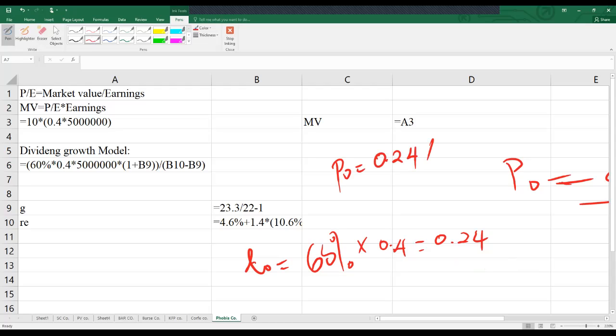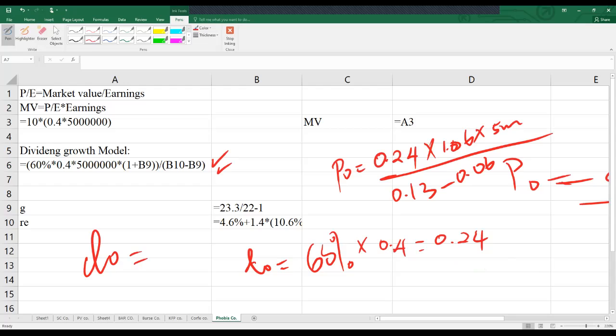The growth is 6%, 1.06 times the number of shares, 5 million, divided by the cost of equity 13% minus 0.06. This is what I've done here. If you think you're going to make a mistake, you can do it bit by bit. You do D naught as one working, G as another working, cost of equity another, whatever you prefer. But in case you're confident, you can simply do it as a single working.